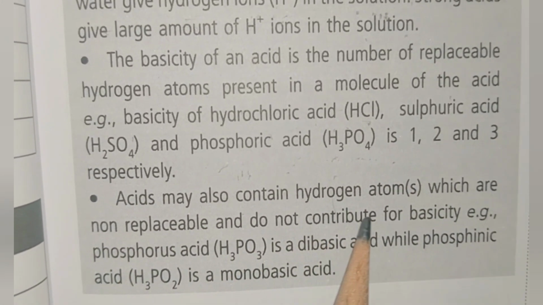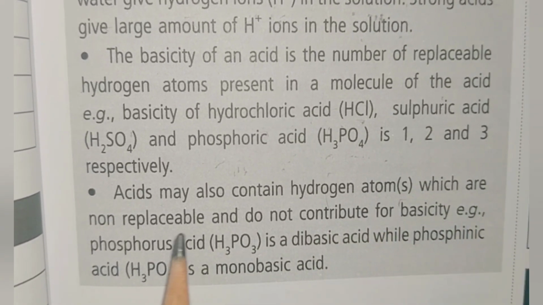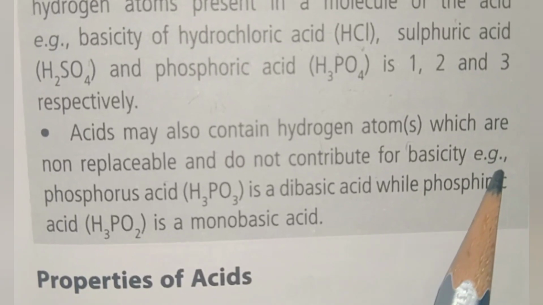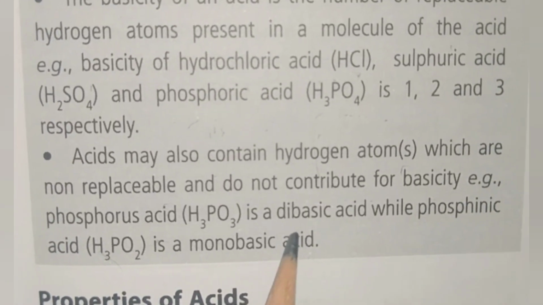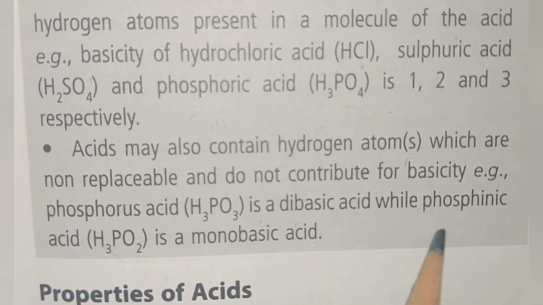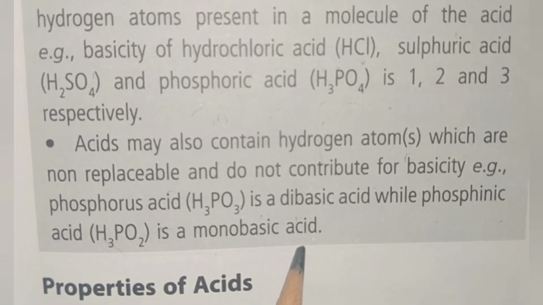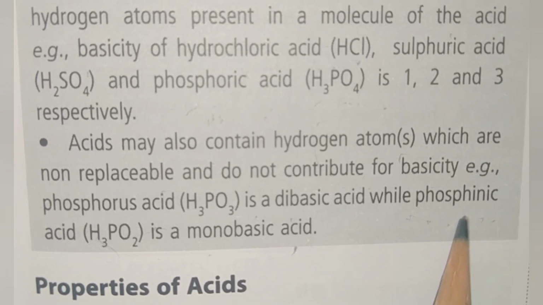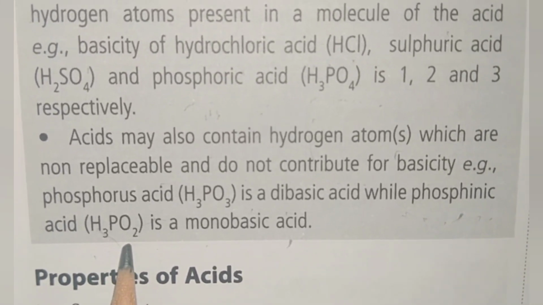Acids may also contain hydrogen atoms which are not replaceable and do not contribute to basicity, like phosphorous acid, dibasic, while phosphinic acid is monobasic. It is also known as hypophosphorous acid H3PO2.